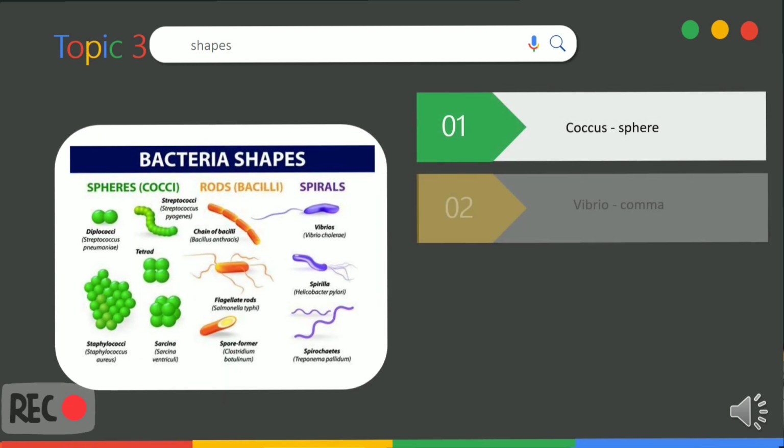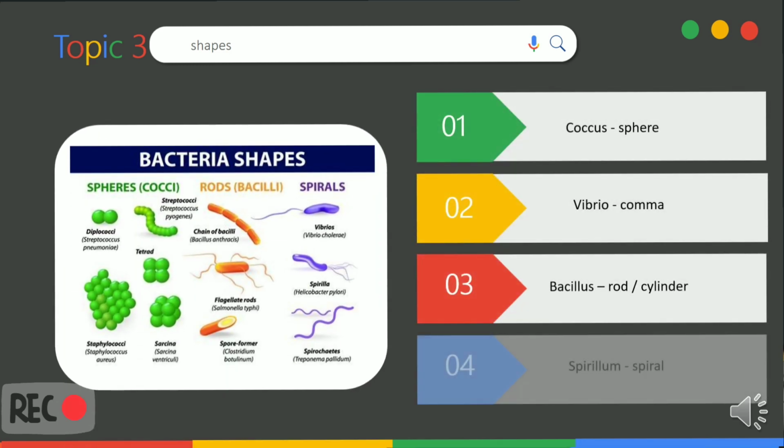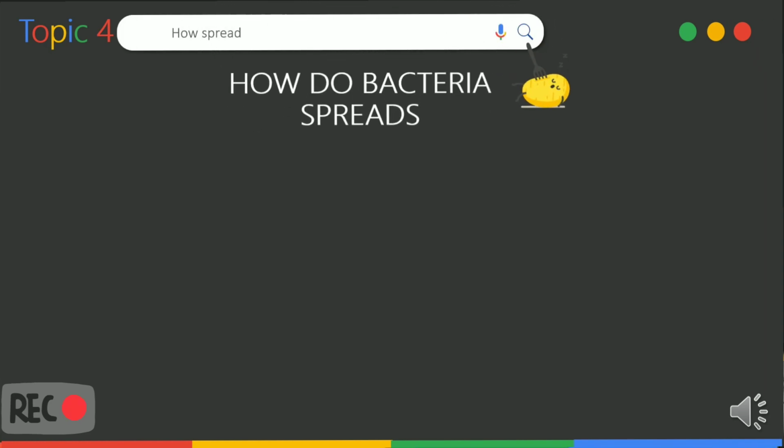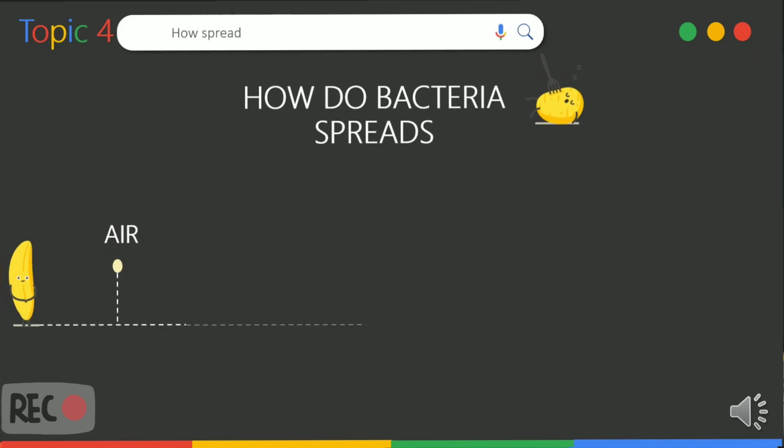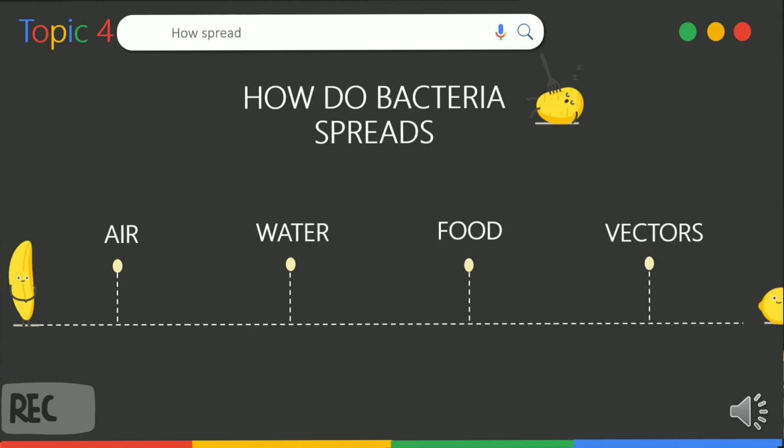These are the shapes of bacteria. Firstly, bacteria have coccus, that is sphere, vibrio, shaped like a comma, bacillus, rod or cylinder, and spirillum, spiral. Bacteria can exist as a single cell, diplo, which is a pair, in filaments, chains or clusters. How do bacteria spread? Through air, water, food, and vectors.